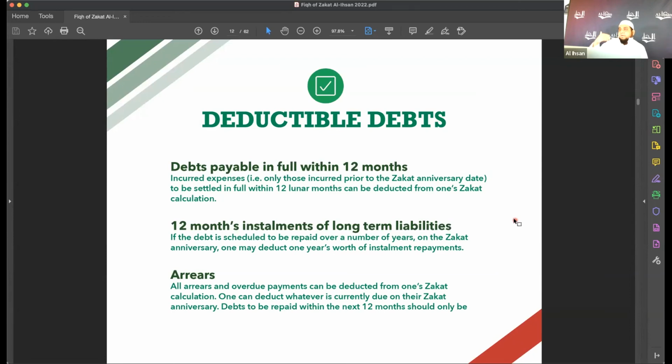These are for things you're going to be paying back in the future, right? If you have other expenses, other debts due from the past that you haven't paid back yet, that are overdue, for example, you can also deduct those. So things that you were supposed to pay before, you haven't paid yet, that are due right now. They're actively due every day. The person is expecting you to pay. You can deduct all of those from your zakat as well.